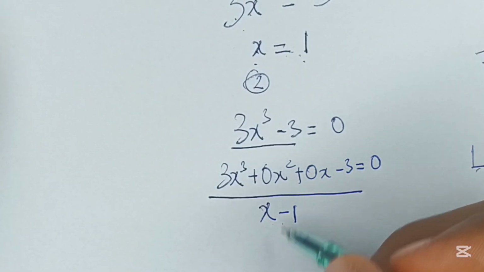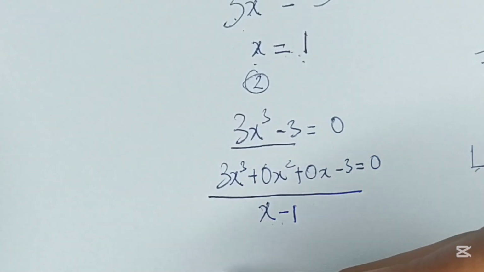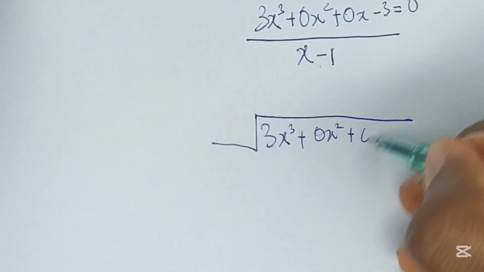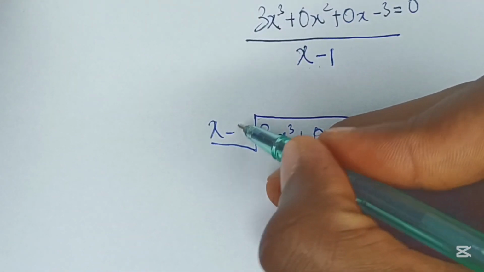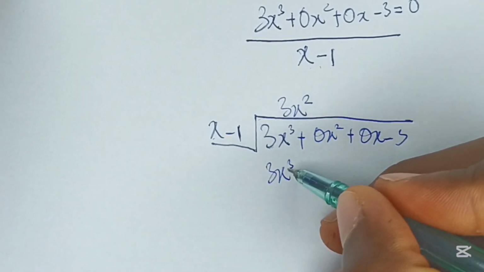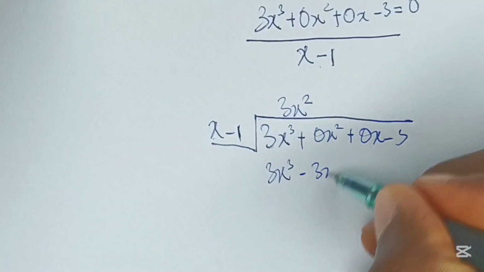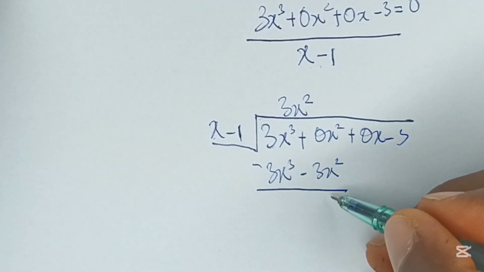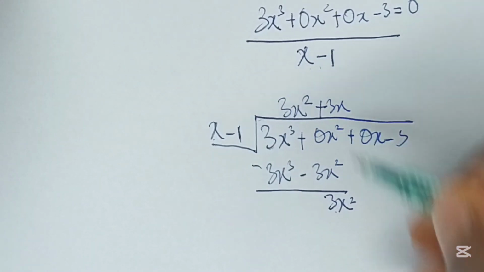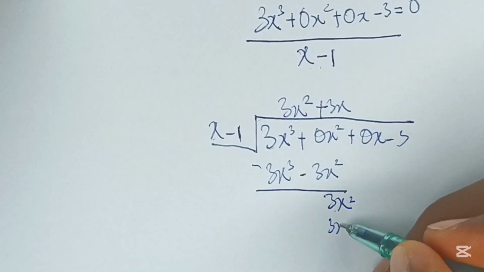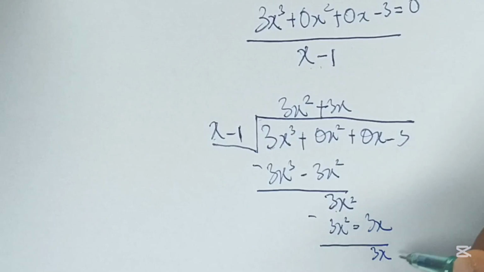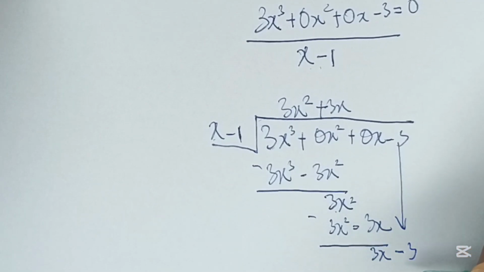Okay? So, using common sense, let's divide this equation by x minus 1. We have 3x cubed plus 0x squared plus 0x minus 3 divided by x minus 1. First thing that enters, we have 3x squared. x times 3x squared is 3x cubed. Minus 1 times 3x squared is minus 3x squared. When we subtract, we get plus 3x squared. 3x squared divided by x is plus 3x. 3x times x is 3x squared. Times minus 1 is minus 3x. When we subtract, we have plus 3x. We bring down 3. Okay?